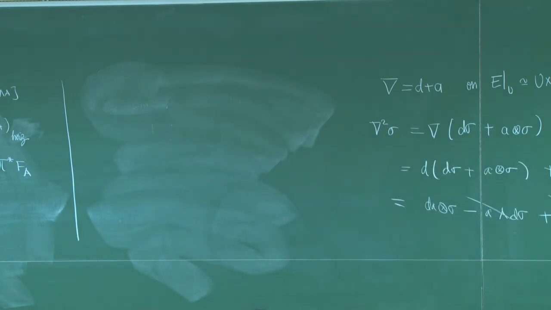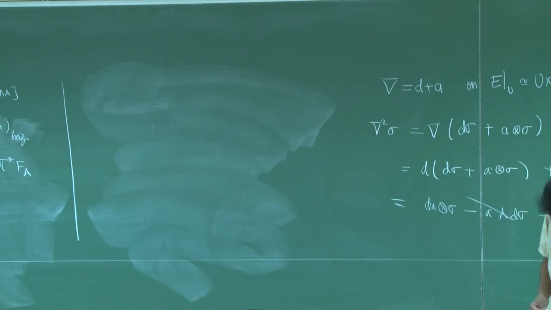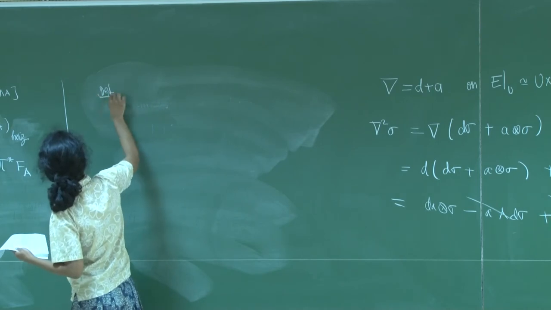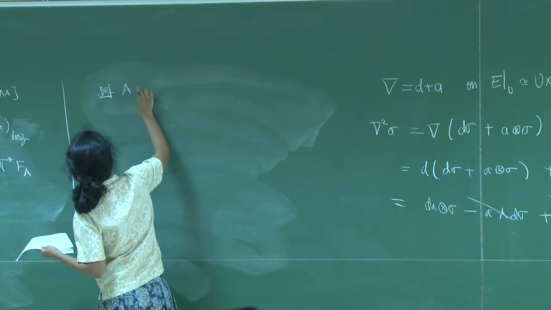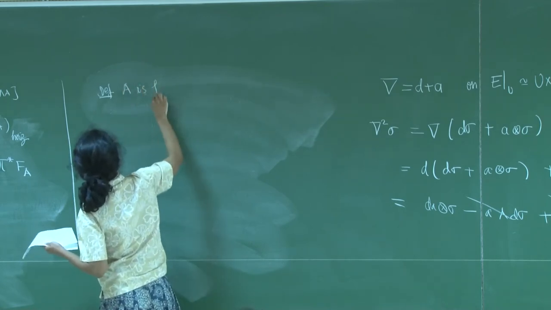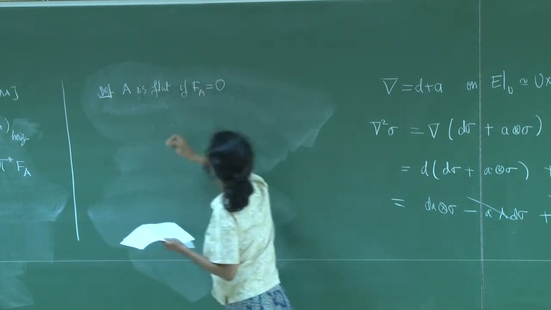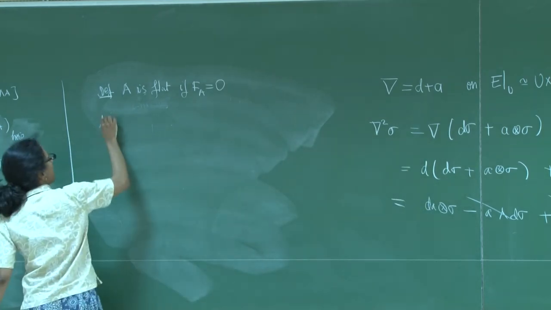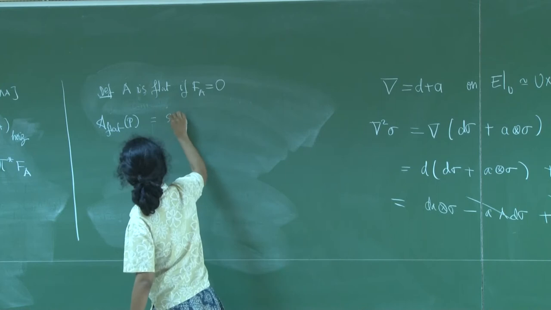So we'll try and get a geometric idea of what kind of quantity the curvature is using the following result, except that we'll focus on connections with curvature zero to understand this better. So I define a connection as flat if F_A is zero, and let's denote by A_flat(P) the space of flat connections.